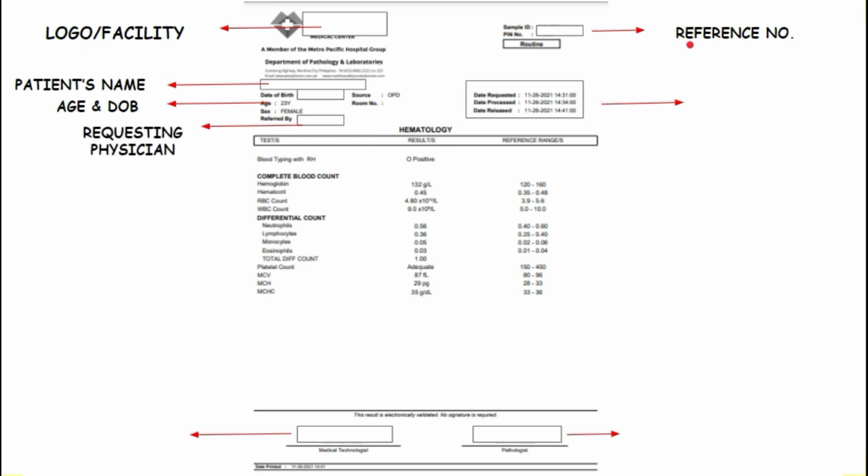The requesting physician or the requesting doctor, pag may nakalagay po na requesting doctor doon sa ating lab request, dapat po ilagay po natin sila dito sa lab result as well. And then very important, of course, yung ating mga dates, like when is this test requested? When was it processed? When is the data or the result was released?